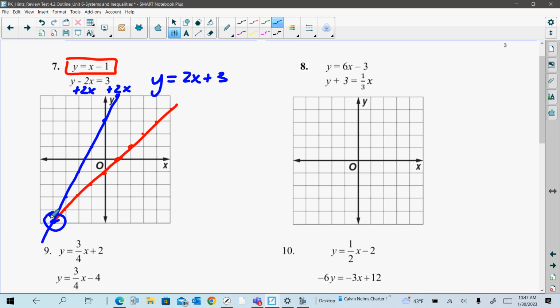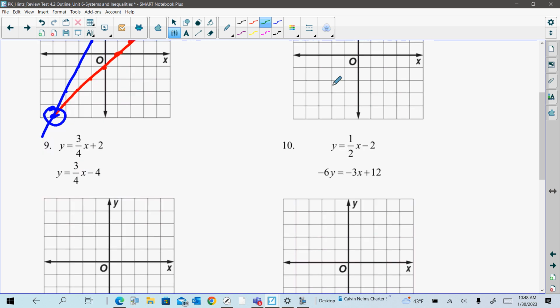Okay. So you have to solve for y. On here in 8, you would have to subtract the 3 to solve for y. So y equals 1/3 x minus 3. Now we have two equations that we can graph.